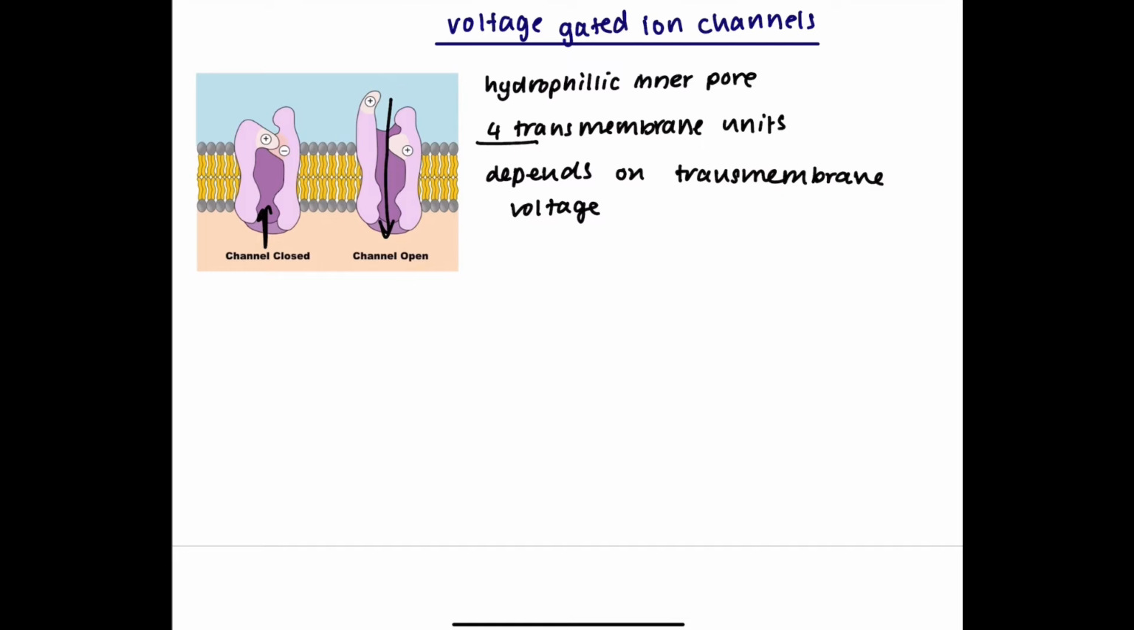Potassium channels are also voltage gated, which means depending on the transmembrane voltage, they will either be open or closed. And this is very important for neurons and synapses.